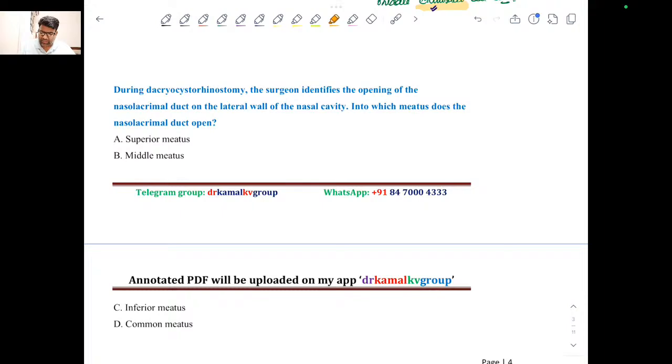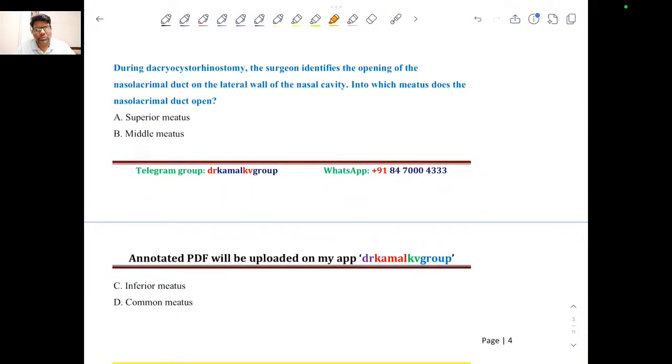Now this is an FMG question. Here the surgery which was done is dacryocystorhinostomy. During dacryocystorhinostomy, the surgeon identifies the opening of nasolacrimal duct on the lateral wall of the nasal cavity. Now, in which meatus does nasolacrimal duct open normally?